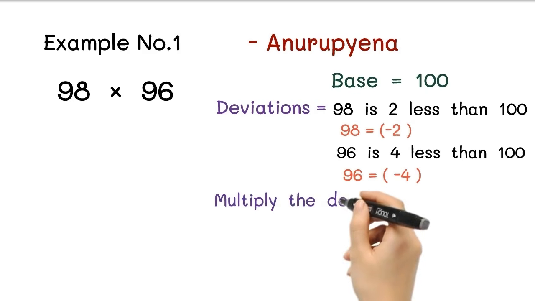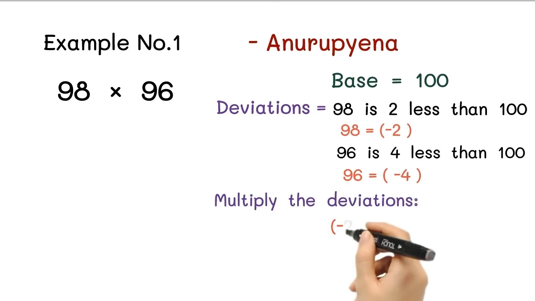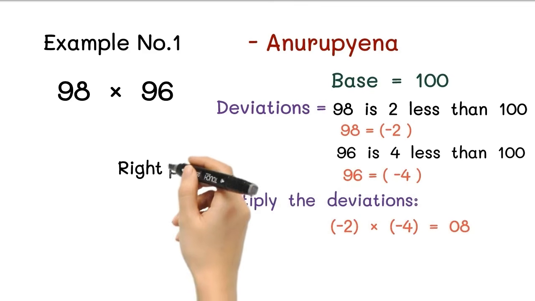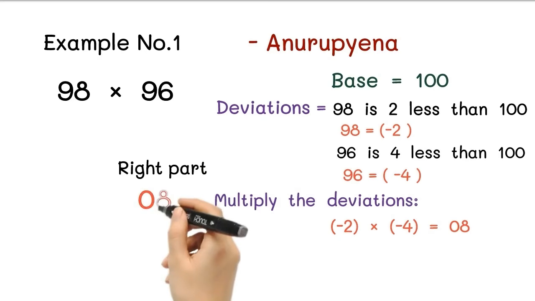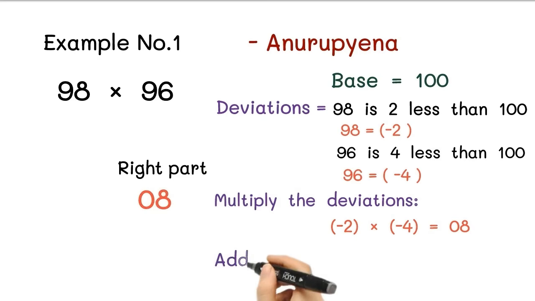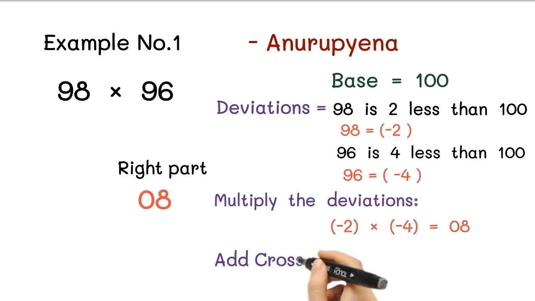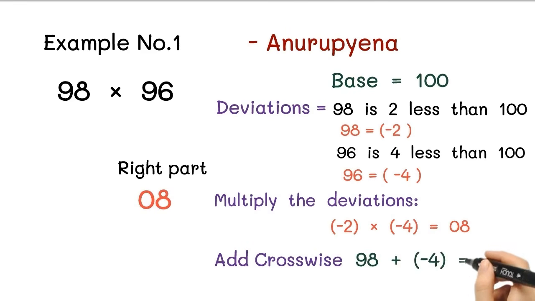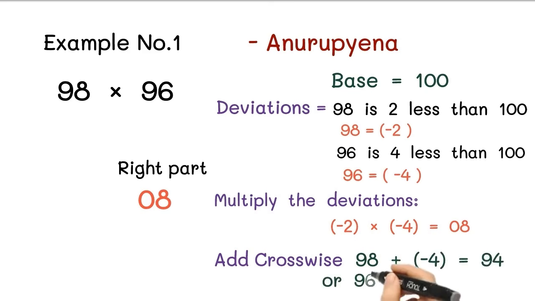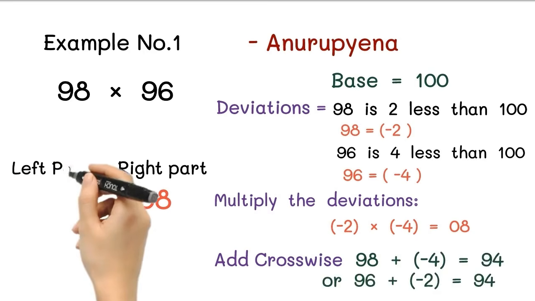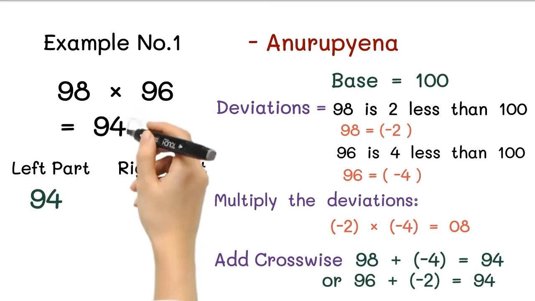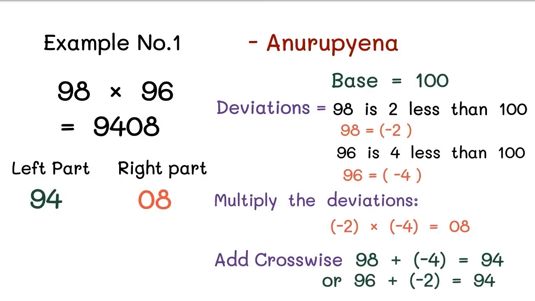In the second step, multiply the deviations. 2 times 4 equals 08. Here we got the right part of the answer, which is 08. Then add the number with the deviation crosswise. 98 plus 4 equals 102, or 96 plus 2 equals 98. This is the left part of the answer. Hence the final answer, 98 times 96 equals 9,408.